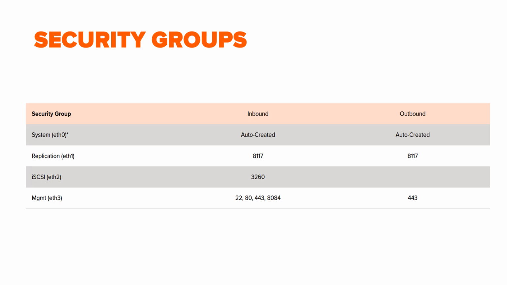Before we go in and create those security groups, here's a table of the security groups that we'll need. The first one, which is a system security group, will be created for you, but you go ahead and need to create the replication, iSCSI, and management security groups manually. So we'll go ahead and do that. There's the inbound and outbound ports listed there for you. Let's go ahead and take a look.